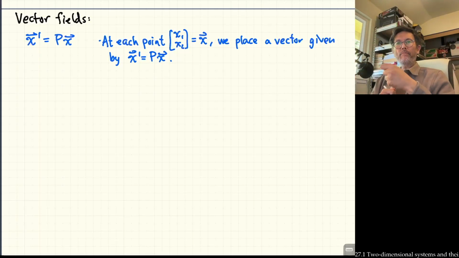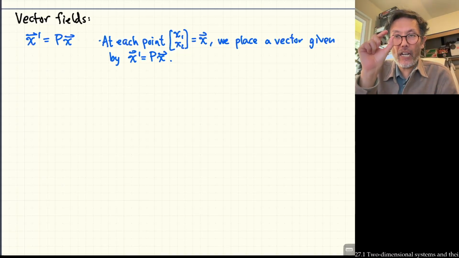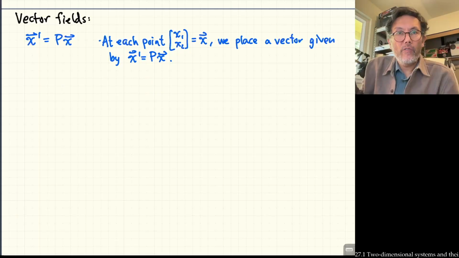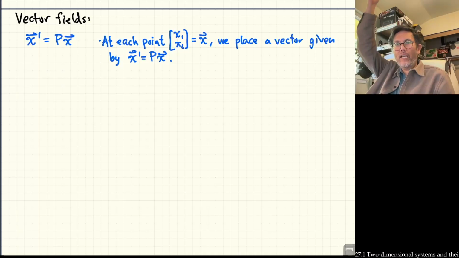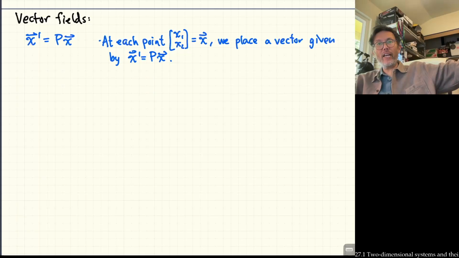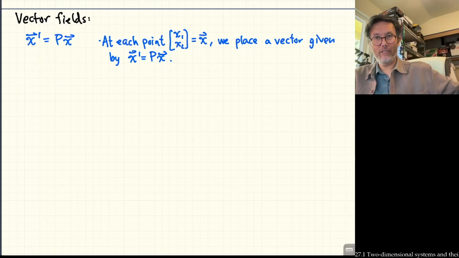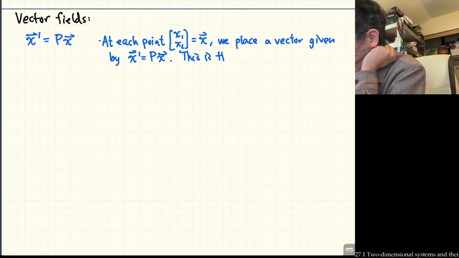So x prime is also a two-dimensional vector, and we display that information with a tiny arrow located at this point x1, x2 in the x1, x2 plane. I'm thinking of x1 as the horizontal axis, x2 as the vertical axis. When we do this for all points x1, x2 in the plane, what we get is an ocean of vectors in the plane that we call the vector field associated with the system.